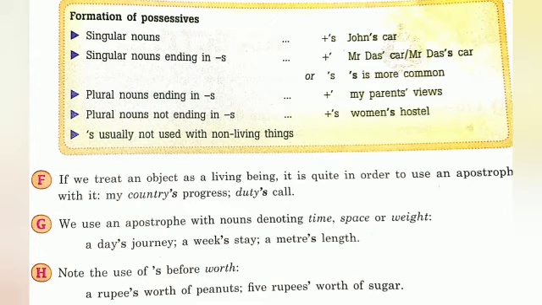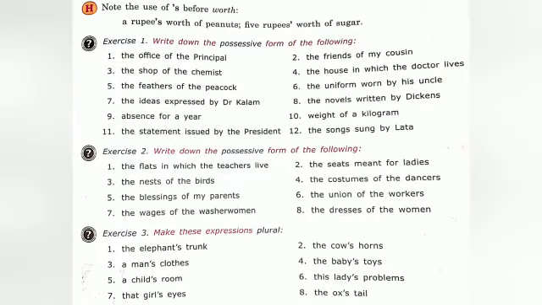Come on, the G point. We use an apostrophe with nouns denoting time, space or weight. ऐसे नाउन जो टाइम, स्पेस, वेट को बताते हैं, उनके साथ भी हम अपोस्ट्रोफी एस लगा सकते हैं. जैसे कि अ डेज जर्नी, अ वीक्स स्टे, अ मीटर्स लेंथ. Note the use of apostrophe s before worth. A rupee's worth of peanuts, 5 rupees' worth of sugar. वर्थ वर्ड से पहले हमें अपोस्ट्रोफी एस लगाना होता है अगर वो नाउन सिंगुलर है, अगर वो नाउन प्लूरल है तो हमें जस्ट अपोस्ट्रोफी लगाना है.